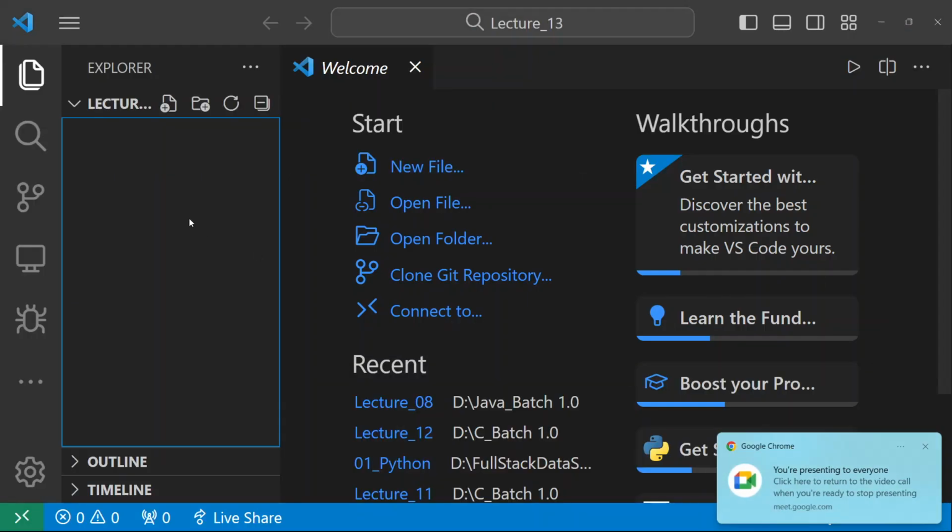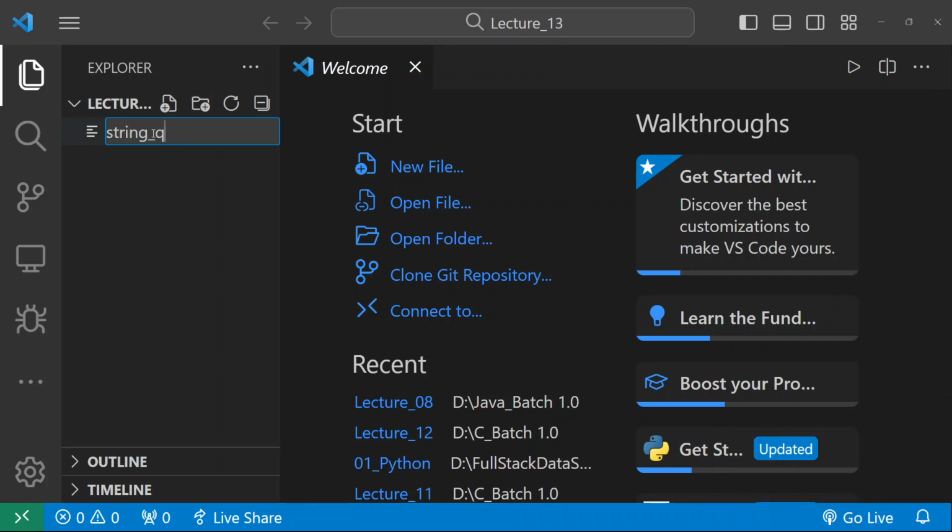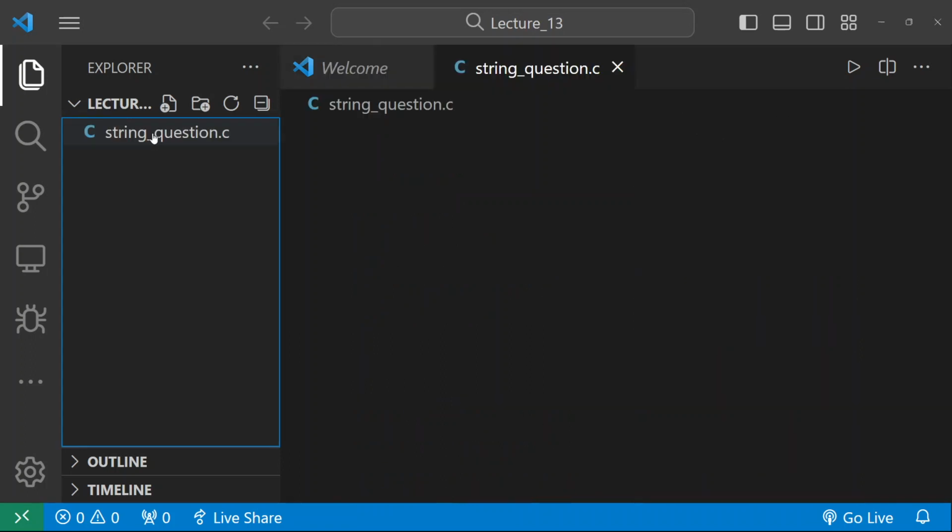So is my screen visible? Yes or no? Yes. Okay.